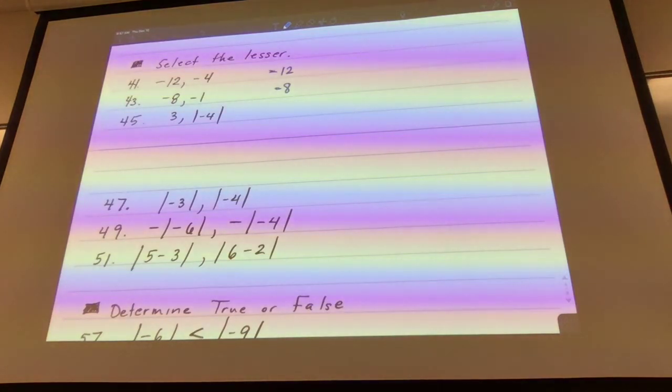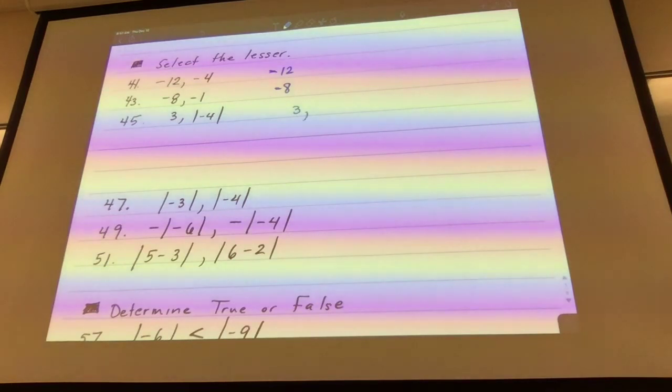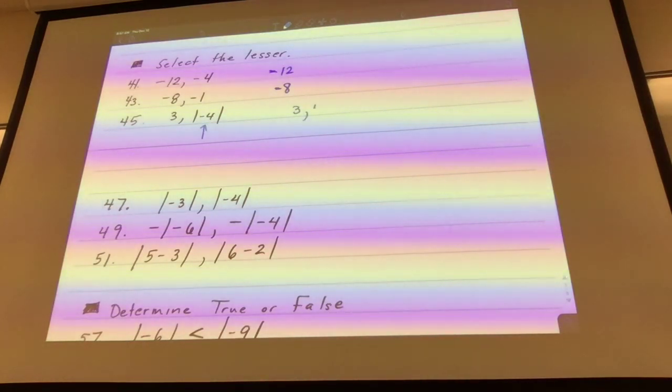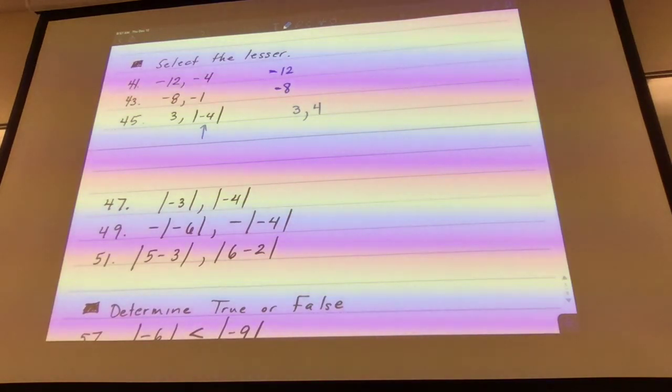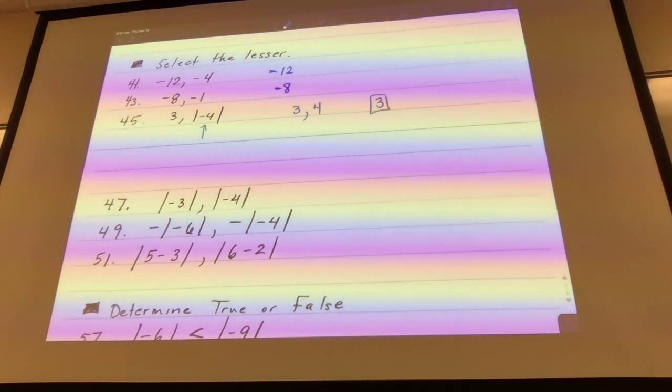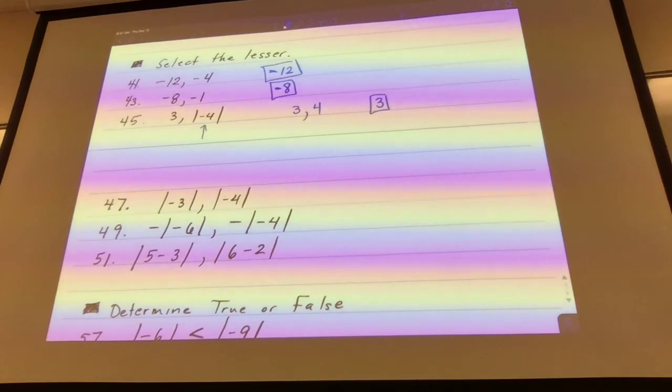Alright, so for this next one, we're comparing 3 to the absolute value of -4. That's 4. So we're really comparing 3 and 4. Which one's the lesser of those two? 3. Good. So be careful there. You probably want to calculate that, simplify it before you actually assess it.